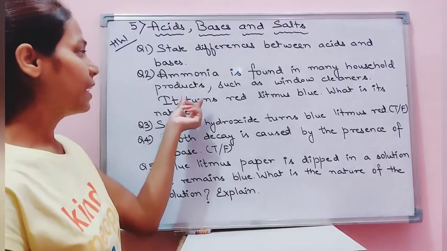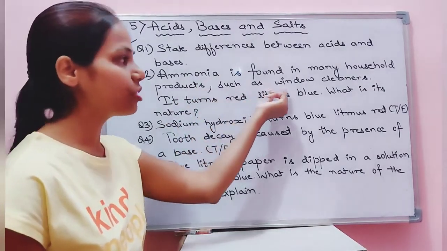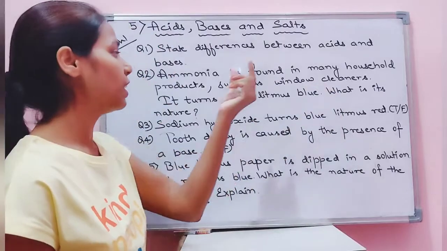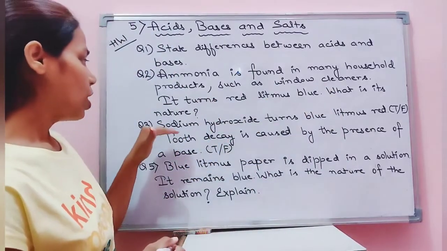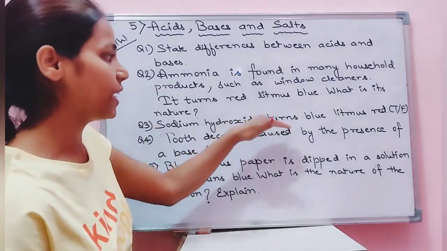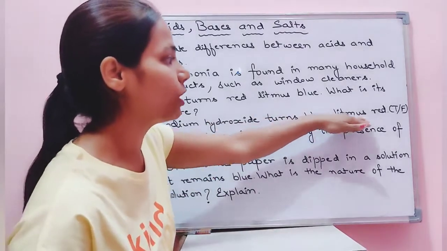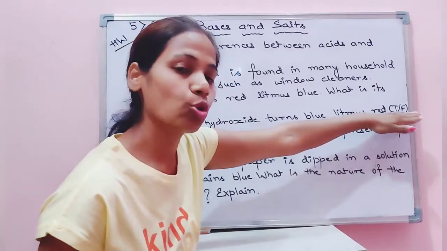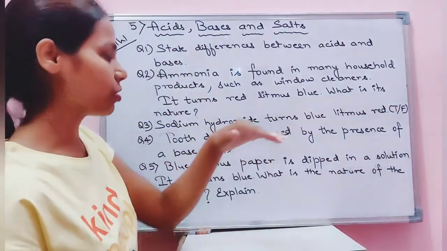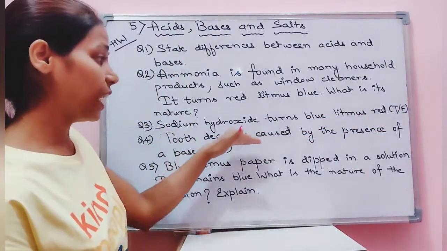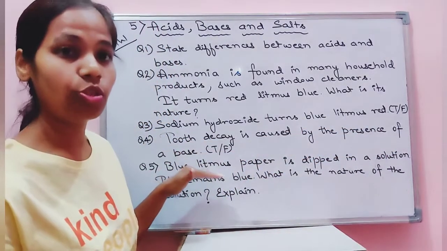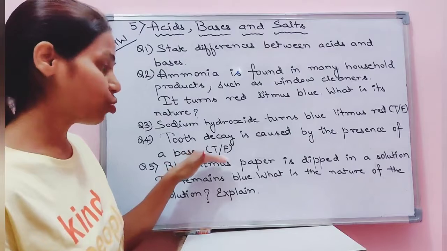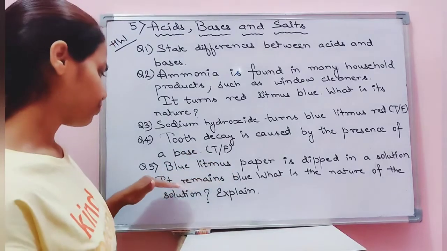Here are some properties given: it is utilized as a window cleaner. It also turns red litmus blue. Question 3: Sodium hydroxide turns blue litmus red. Is it a true or a false statement? Question 4: Tooth decay is caused by the presence of a base. You need to write whether it is true or false.